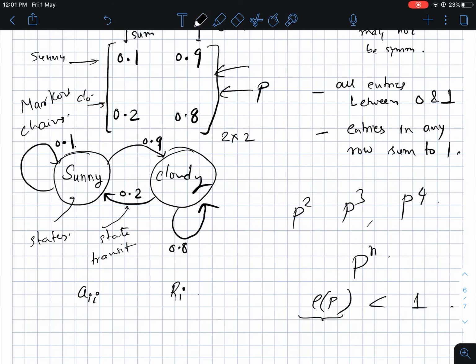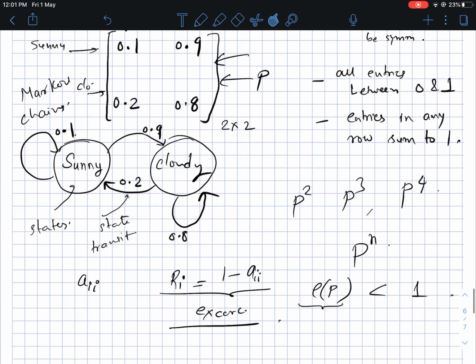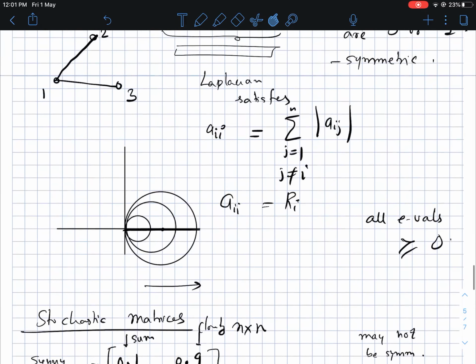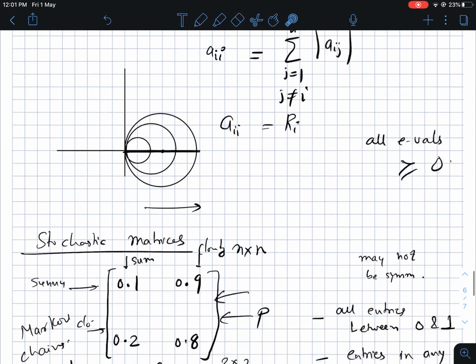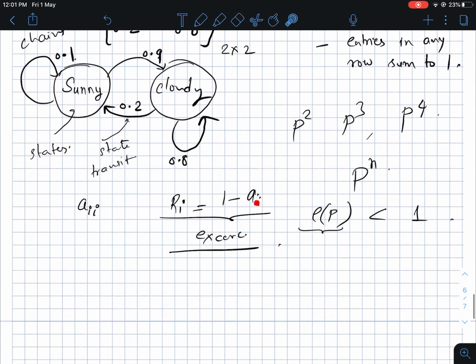The radius R_i is going to be 1 minus a_ii. I would leave this once again as an exercise for you to check. It's very simple, because all the off-diagonal entries are non-negative, so the absolute value doesn't matter and I can just get rid of it. I'm just going to sum all the off-diagonal entries, and I should get 1 minus the diagonal entry, because the whole row must sum to 1. So R_i must be 1 minus a_ii.